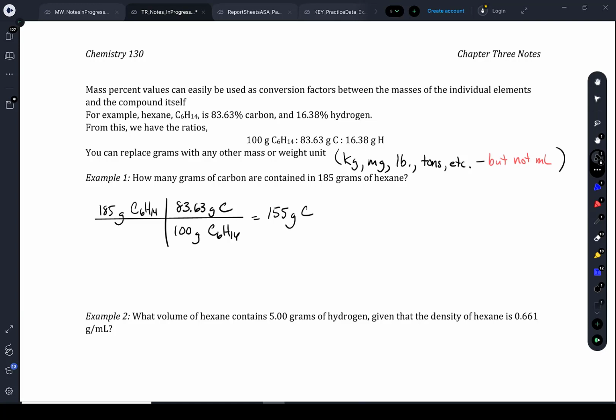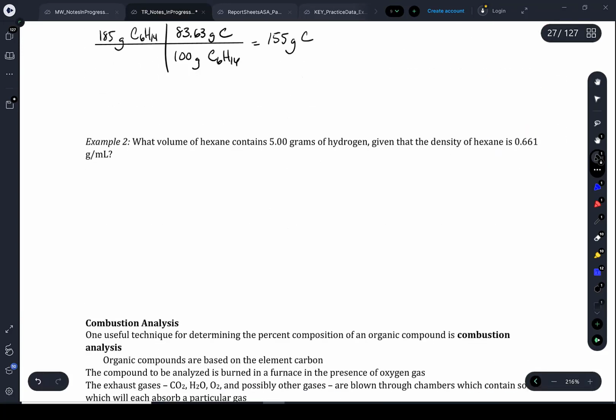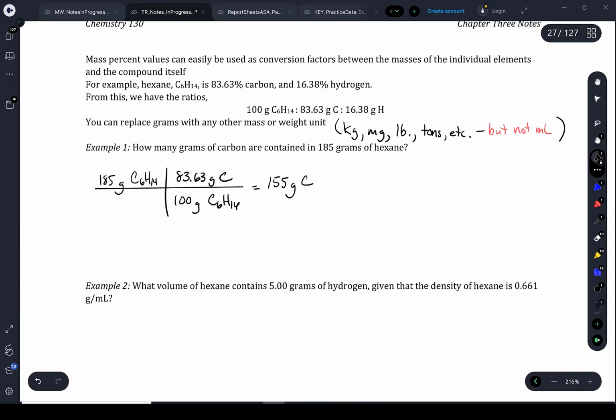So any questions on that? No. Okay. Let's go a little bit further here. Now, this one's a little trickier. I'm not giving you the mass of the compound. I'm giving you the mass of the element. So it's not going to be multiplied by the percent. It's going to be divided, as you'll see. Okay. So what volume of hexane contains 5 grams of hydrogen? And I want the volume in milliliters.